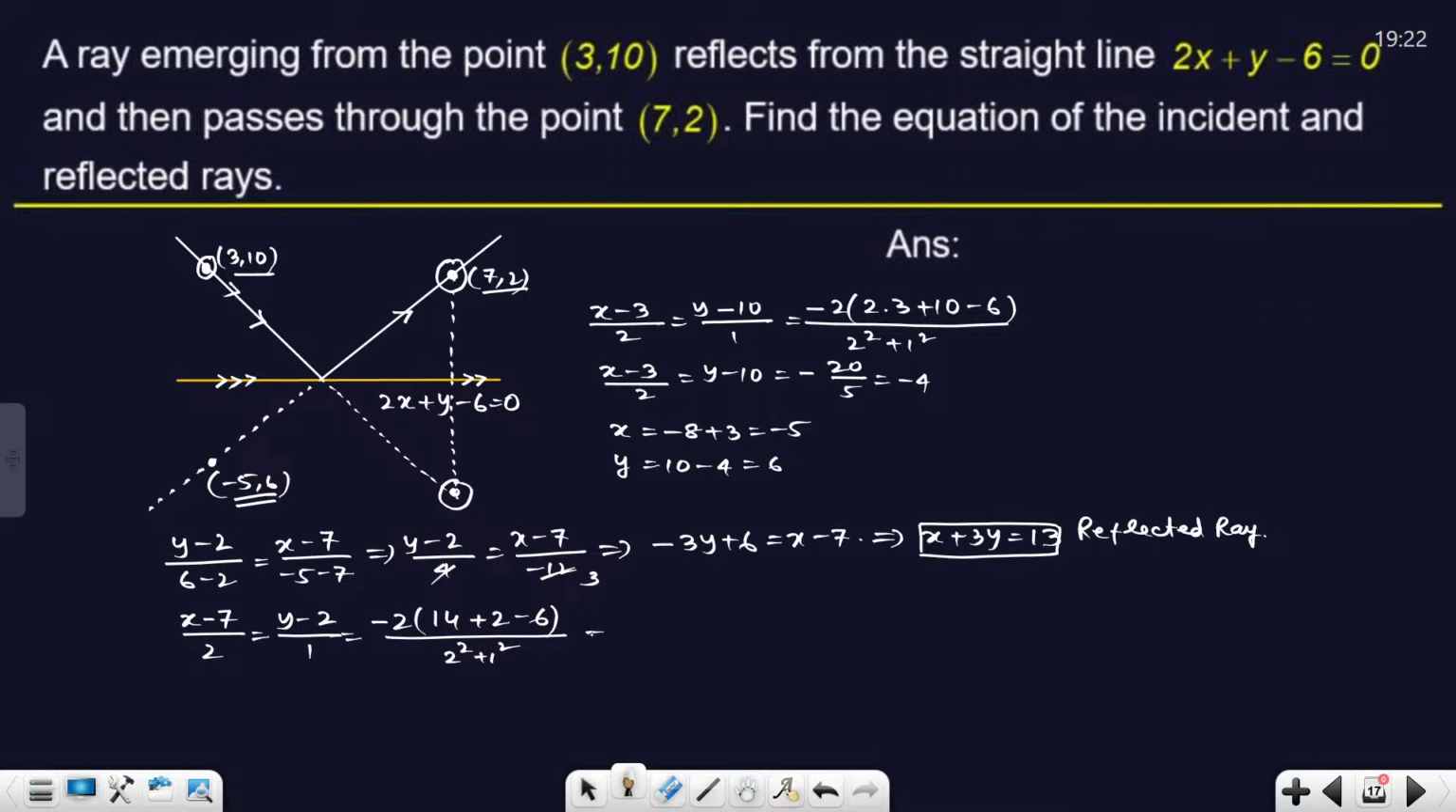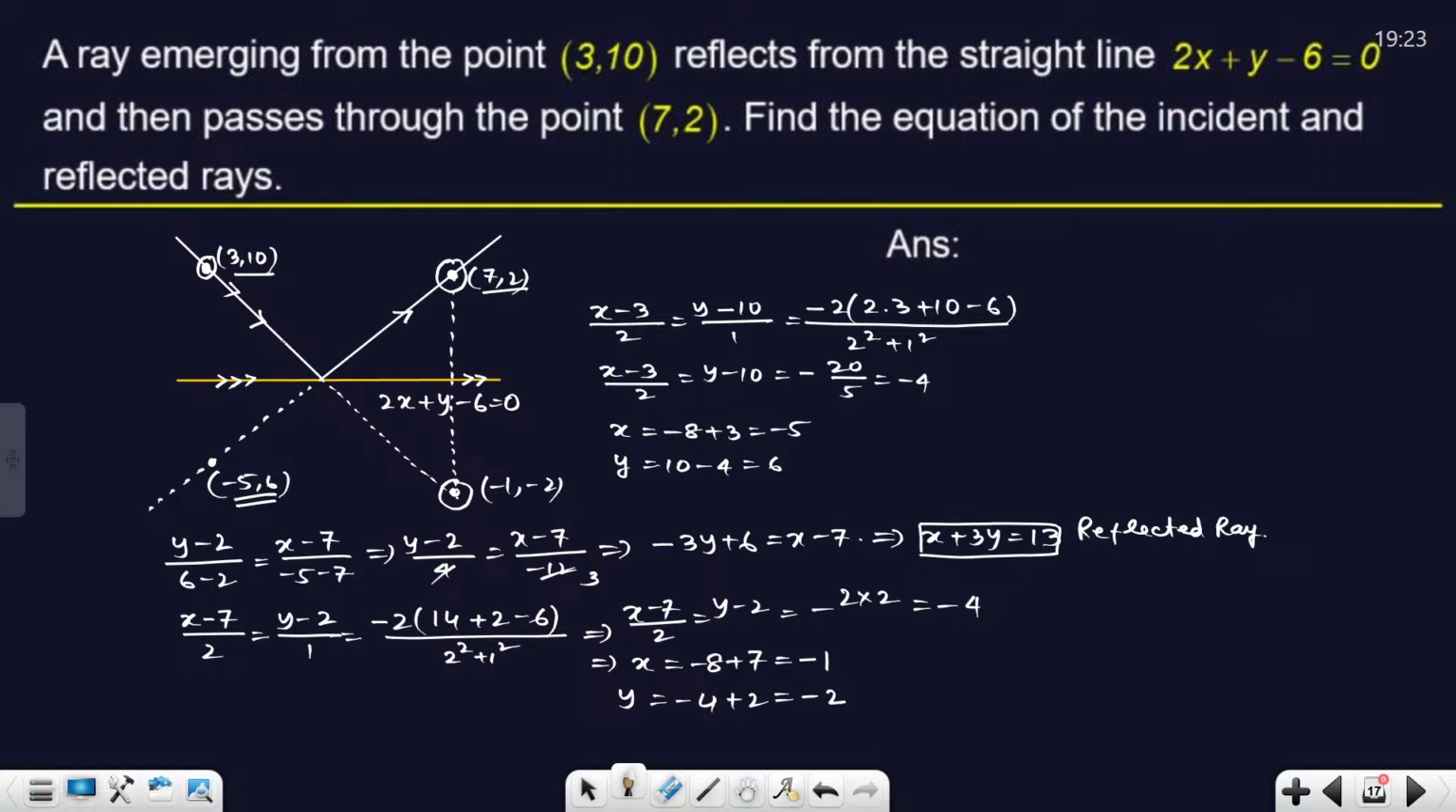So we are getting x minus 7 over 2 equals 10 minus 2. This thing is coming to 10 divided by 5. That's minus 4. So we are having x as minus 8 plus 7, which is minus 1, and y as minus 4 plus 2, which gives us minus 2. Okay. So this point is nothing but minus 1, minus 2.